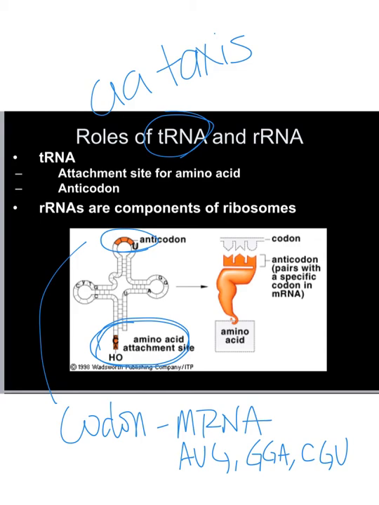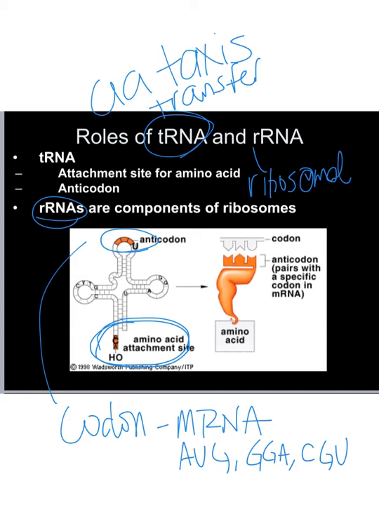The other type of RNA that we need is the rRNA. So this is, by the way, tRNA is known as transfer RNA, and rRNA is ribosomal RNA. So that is RNA that makes up the ribosome. So we know we're going to need that ribosome in order to make our proteins, and that is made up of RNA.